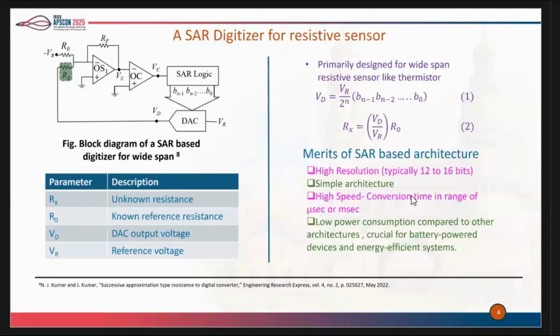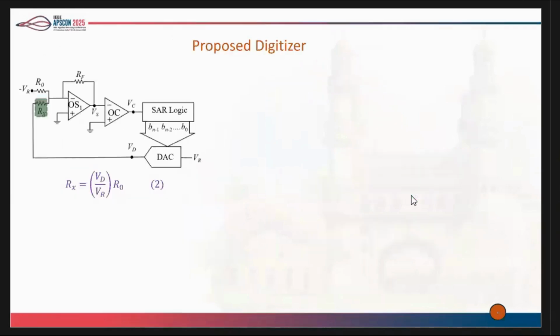Okay, so there are various merits of SAR-based architecture like high resolution, simple architecture, high speed, and low power consumption. So this has advantages over some of the conventional sensors, like dual slope based.